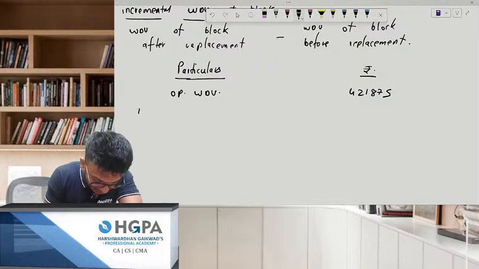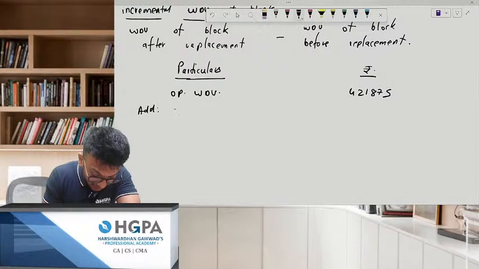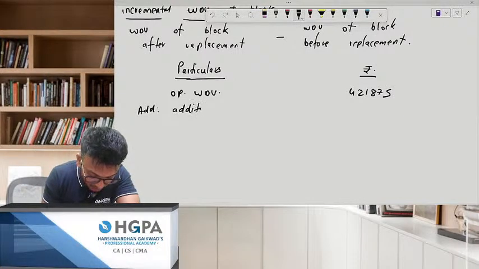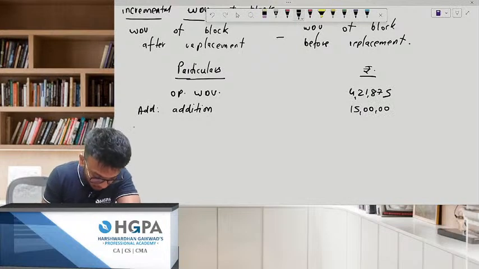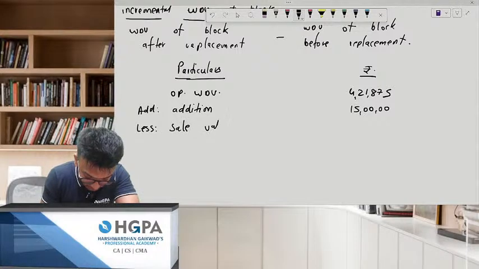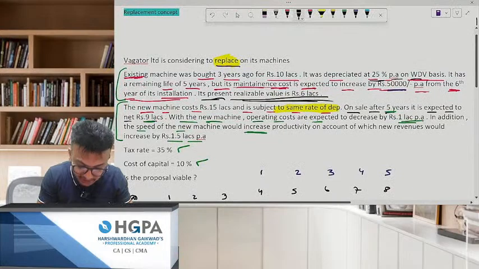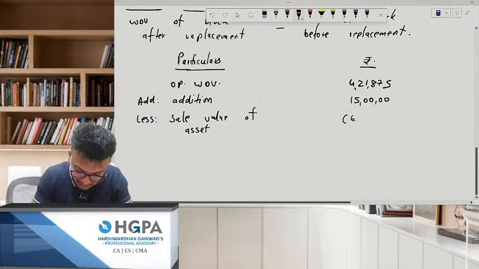Next, add. How much is the addition in your block? The block concept should be there. How much is the addition in that block? How much have you purchased? What is the cost of the new machine? 15 lakhs. And how much is the sale value of the asset? That is this. So sale is 6 lakh. The old machine is going out of the block now, so I'll write here 6 lakhs.